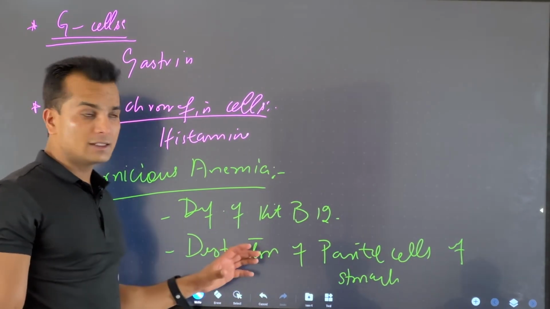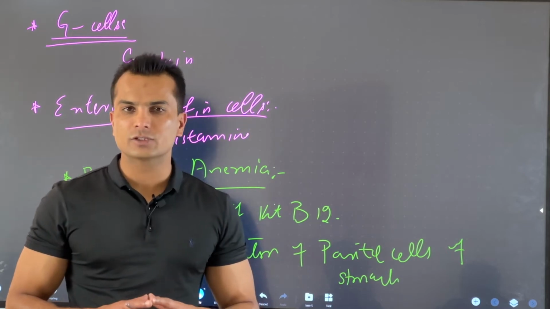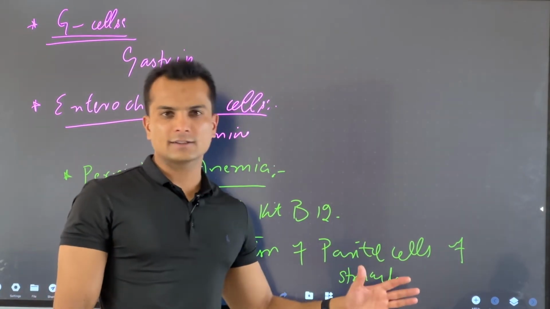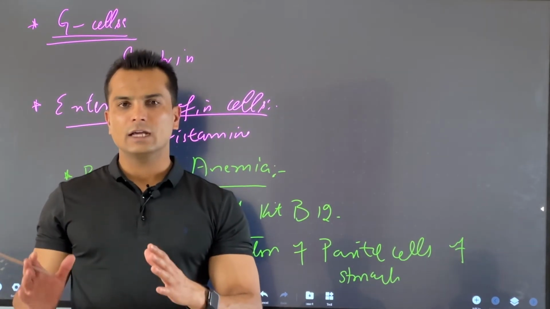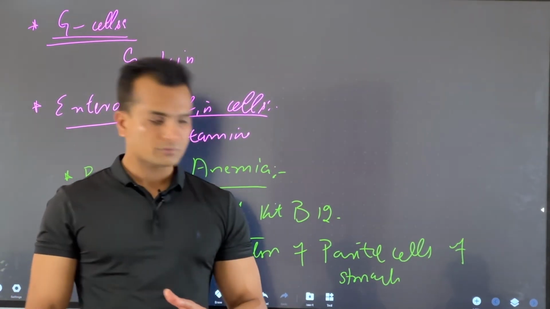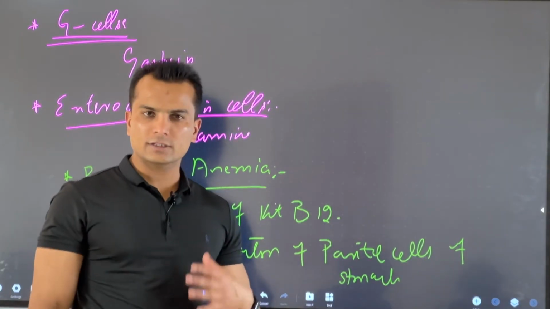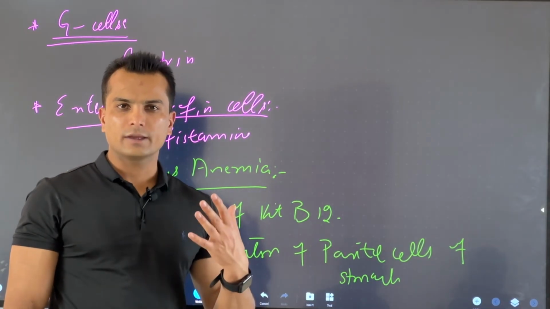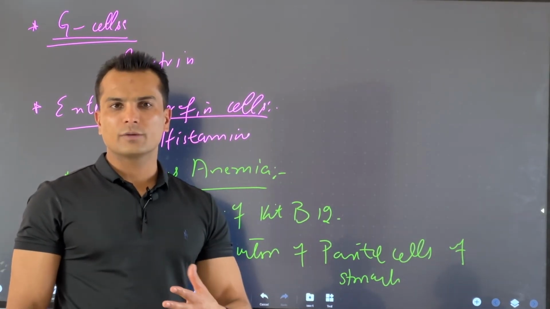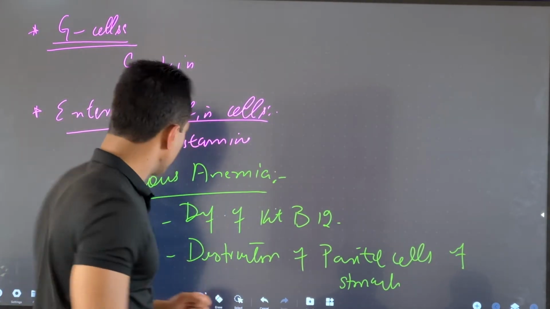So if anyone has gastric carcinoma or any autoimmune disease where there is destruction of the parietal cells, secondarily you will have pernicious anemia, deficiency of vitamin B12. And it's also common in colorectal carcinoma, especially when you have some ileum disorders, because all these micronutrients are absorbed from the terminal ileum.